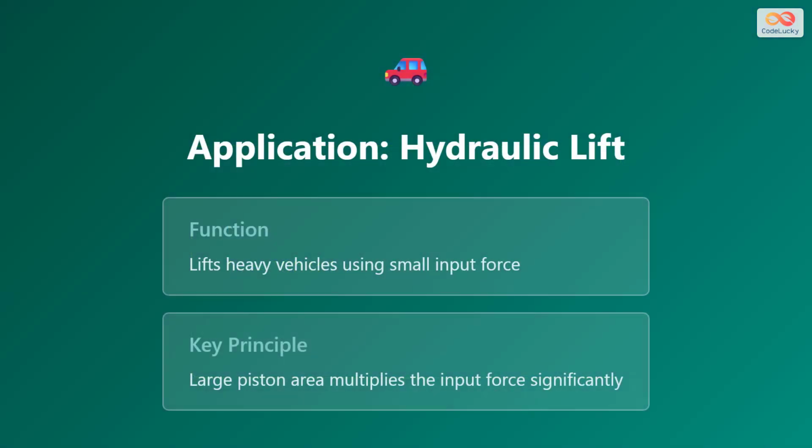One common application of hydraulic systems is the hydraulic lift used in automobile service stations. Its function is to lift heavy vehicles using a relatively small input force. The key principle is that the large piston area multiplies the input force significantly. A mechanic can apply a modest force on the small piston, and the hydraulic system amplifies it to lift vehicles weighing several tons with ease.